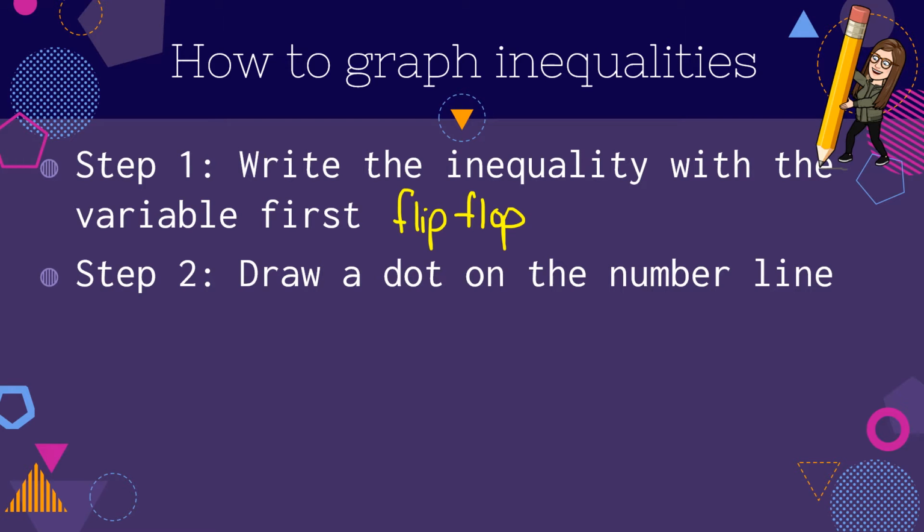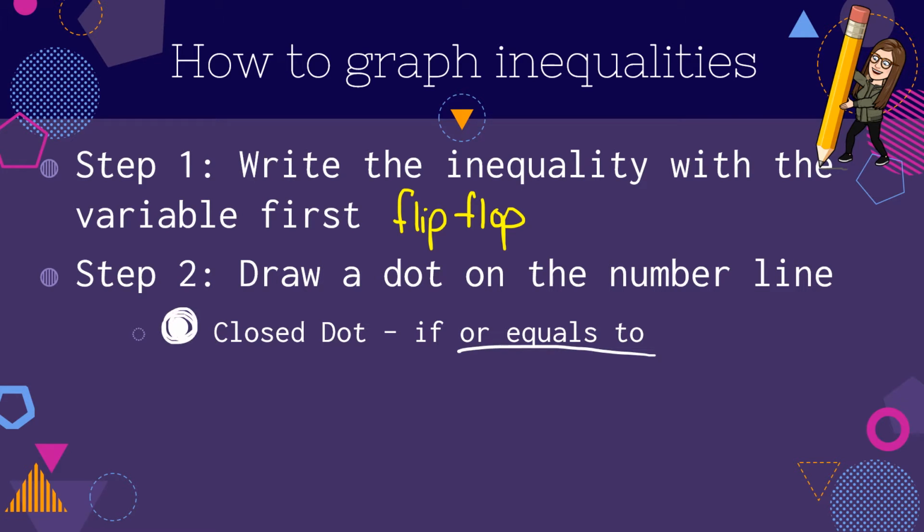Step 2, you're going to draw a dot on the number line. Like, what number are we talking about? Let's draw a dot there. Now, specifically, it's a closed dot, meaning shaded in, if it says or equals to. If it's included, we want it shaded and closed in.